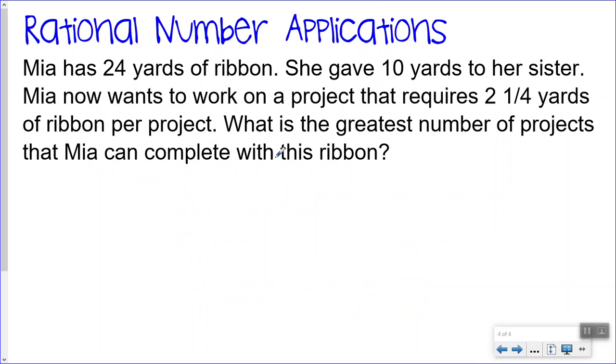Alright. Go ahead, pause the video, and try out our last question. Select your answer on the Edpuzzle, and then continue to see how you did.